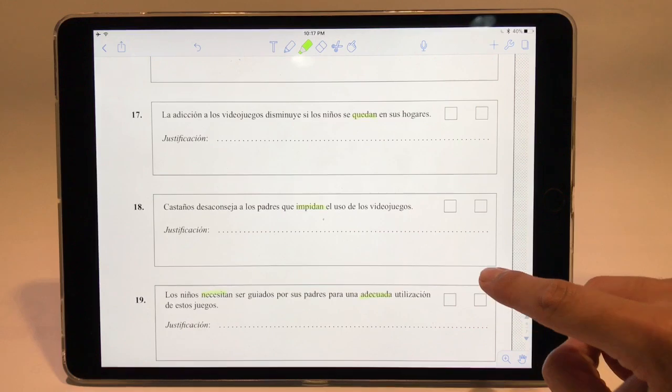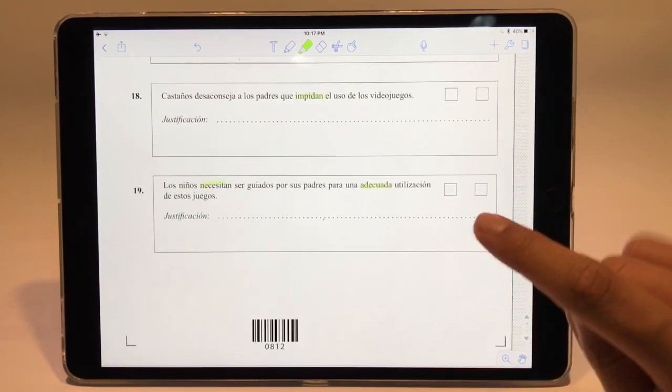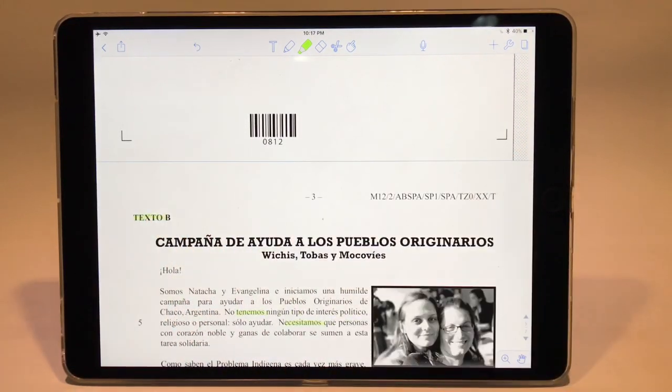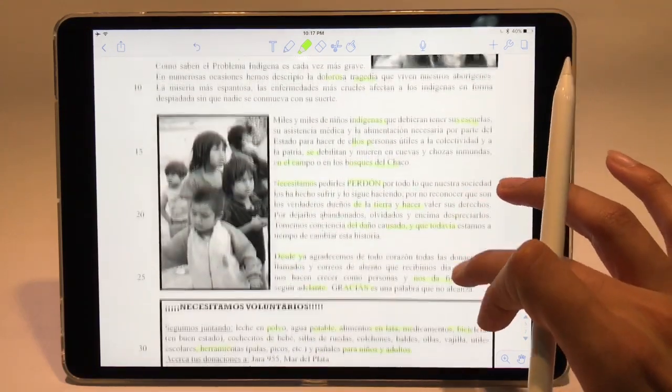I can't stress this enough. Highlight every single word you don't know. Even if that's a small instruction like texto. If you didn't know what texto meant, highlight that. And literally, I can't stress this enough, highlight everything.